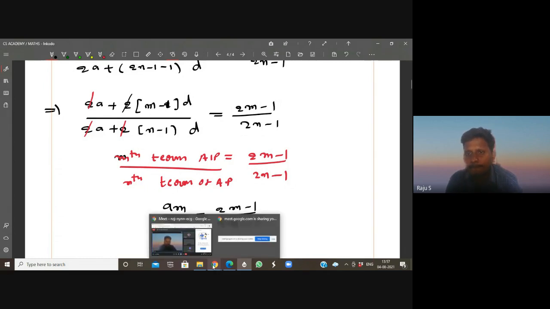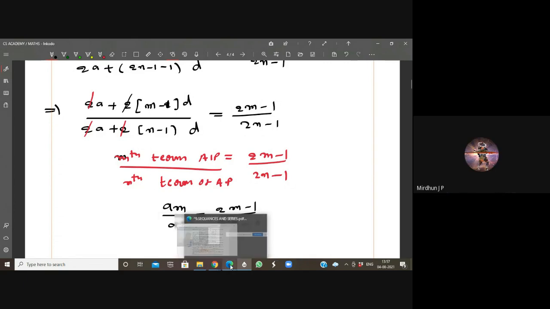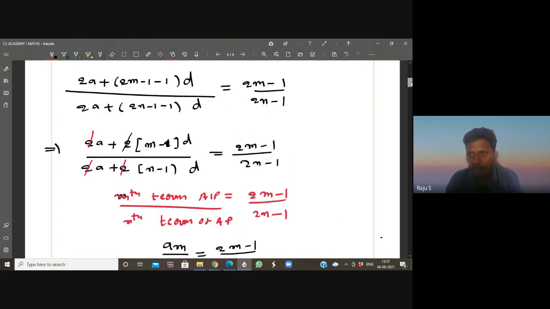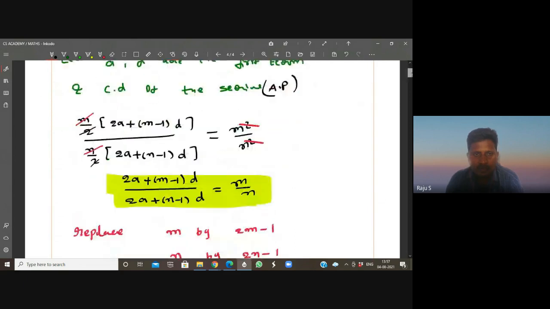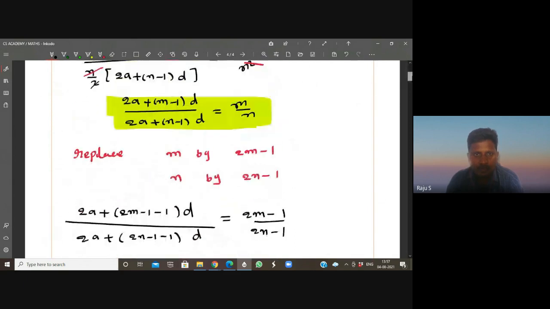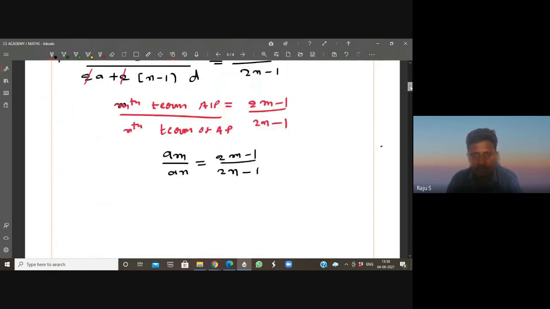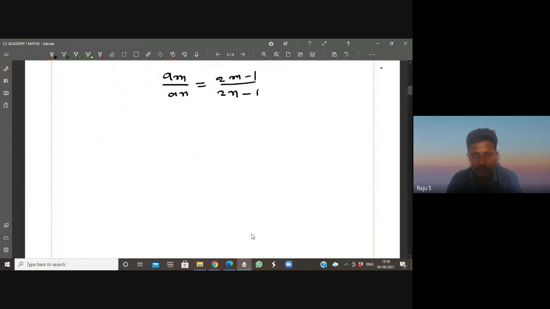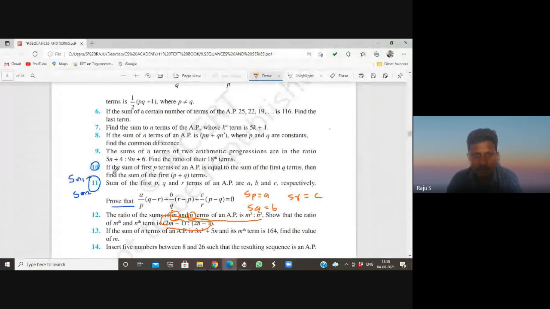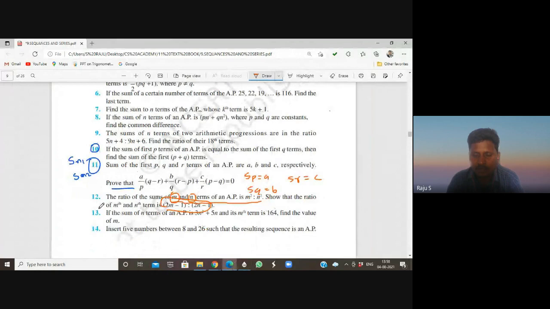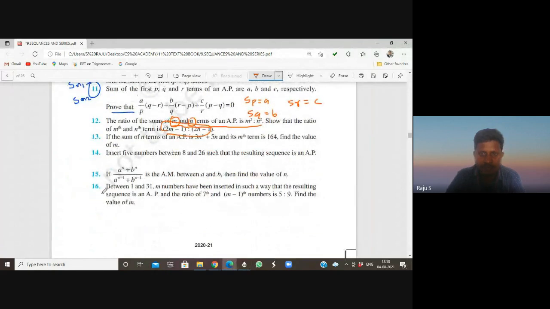Clear? Yes, sir. So while doing simplification, you should do it very carefully, right? You should get the idea to replace m by 2m minus 1, n by 2n minus 1. We can do it in another way also, but that is difficult.